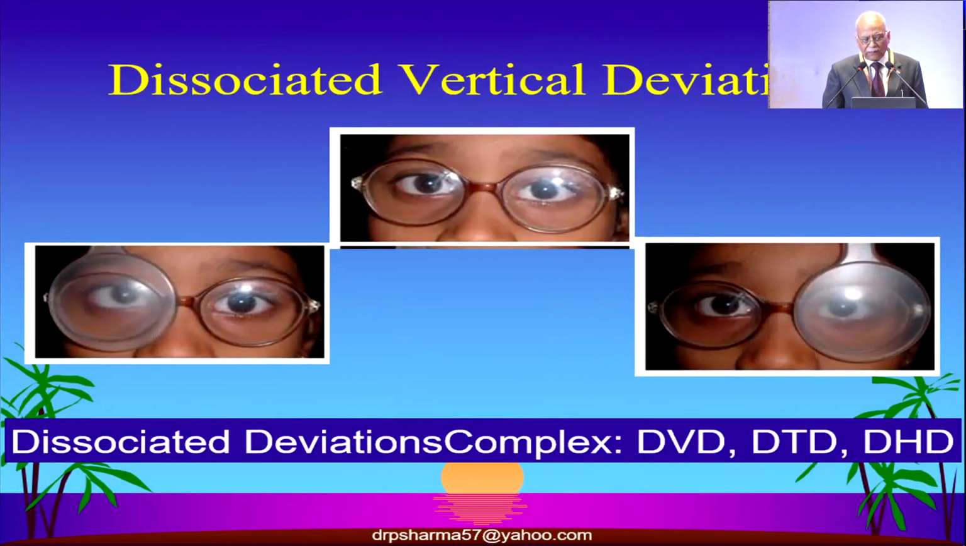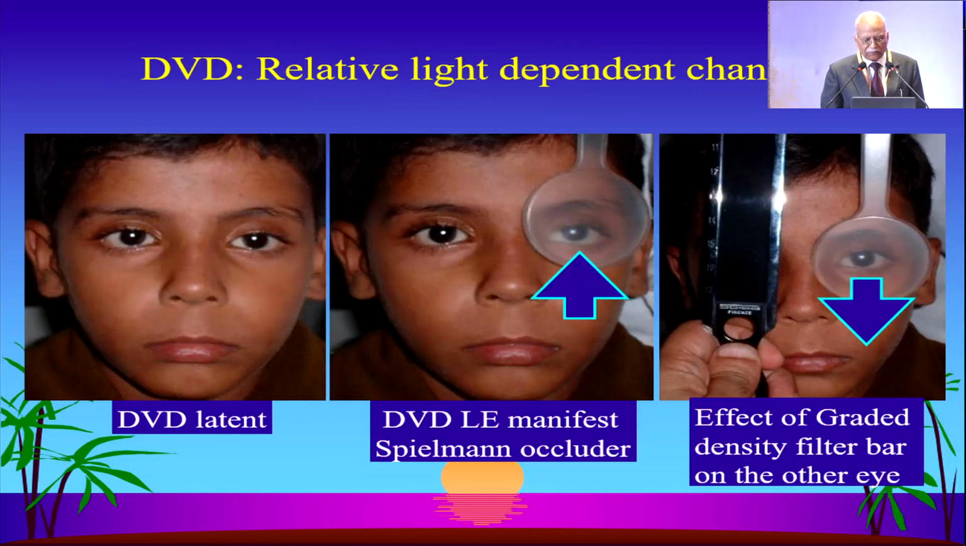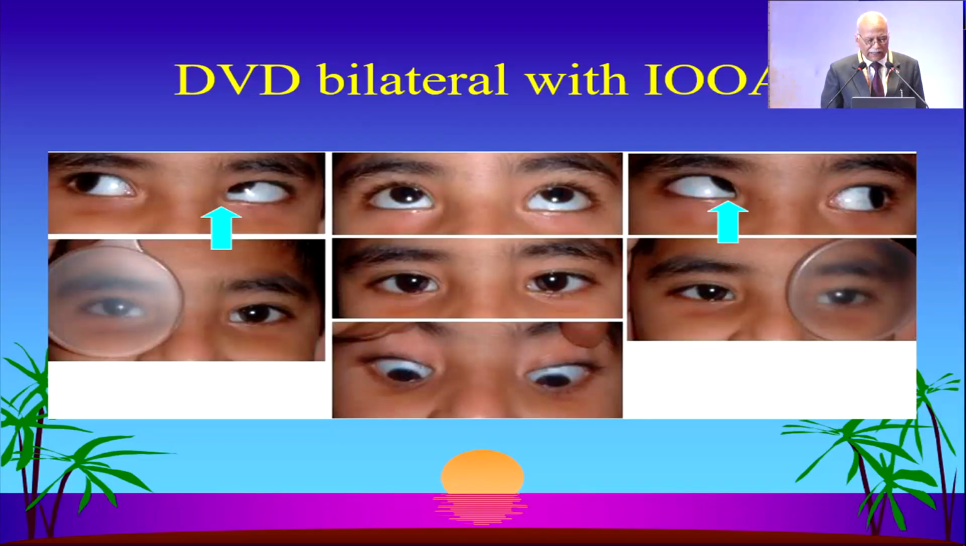Finally, DVDs, keep in mind that they may have a tendency to have a phoria or upward movement. They may also have associated horizontal deviation or torsional deviations. So these can be checked by Spielmann occluder. You'll find that the left eye is going up, and when you have a filter in front of the other eye, you'll find that the eye self-corrects. It's because of a light-dependent change. These cases can be corrected.